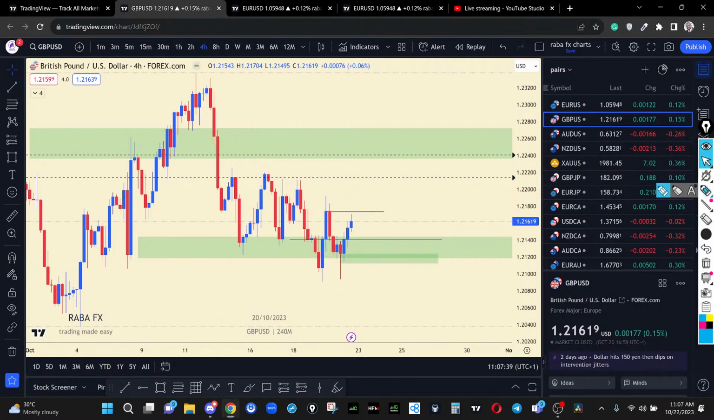Okay, so in that case, price should give us a move up into this region. Anything above this green line is perfect for what? A sell. All right, so this is what I have on pounds USD. The next one will be on gold.